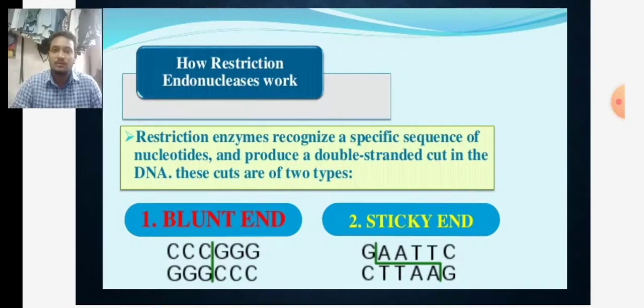We already studied in molecular biology what a palindromic sequence is: the exact same sequence on both sides, the same copies, is known as a palindromic sequence. You can clearly see this in the slide. What is a blunt end, what is a sticky end? Cleavage can work in two ways, generating the blunt end or the sticky end. It depends upon the type of restriction enzyme. Some enzymes generate blunt ends, some generate sticky ends.